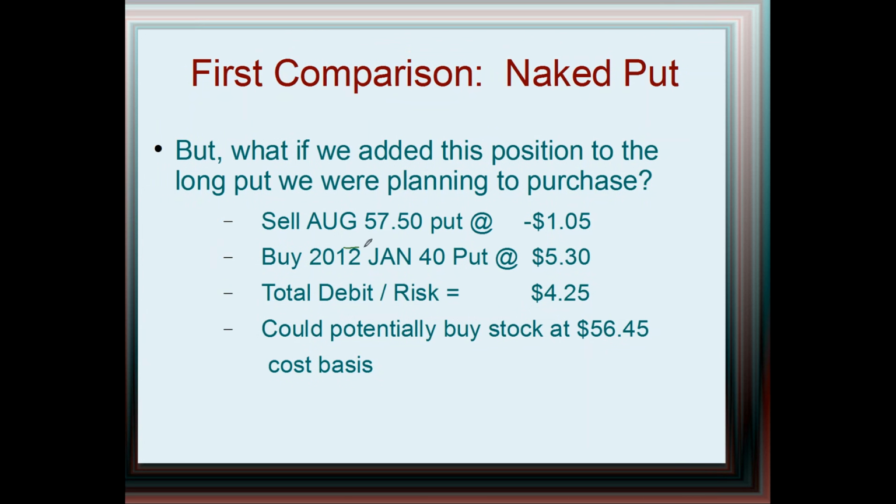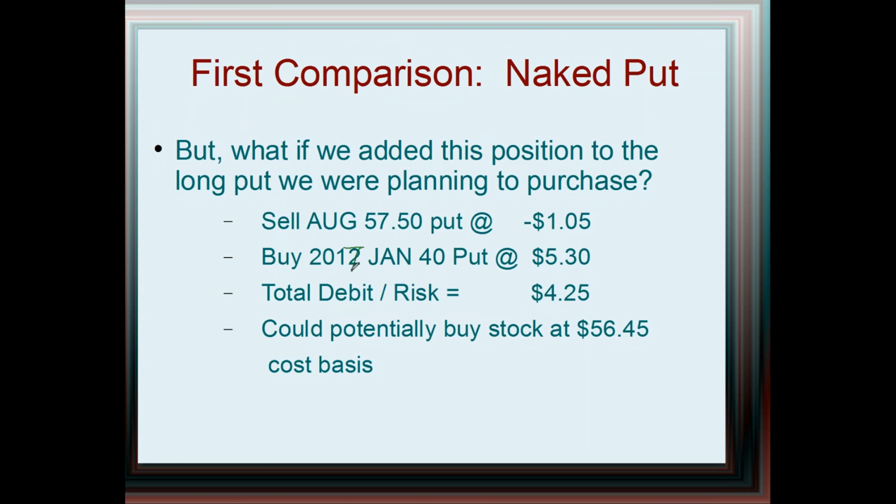Oh, sorry folks, I didn't edit this. This would be the 2017 January 60 put. I promise I edited the other slides. This one just got away from me. Okay, so we bought the 60 put, same as we would have with the RadioActive trade, at 5.30. Now my total debit is 425.